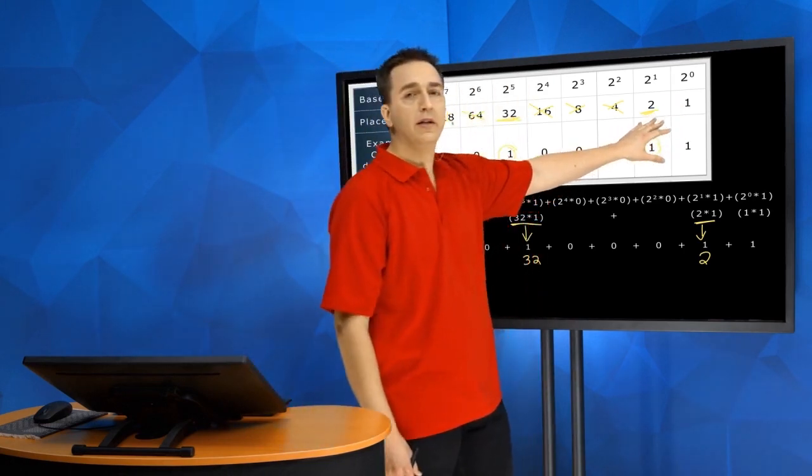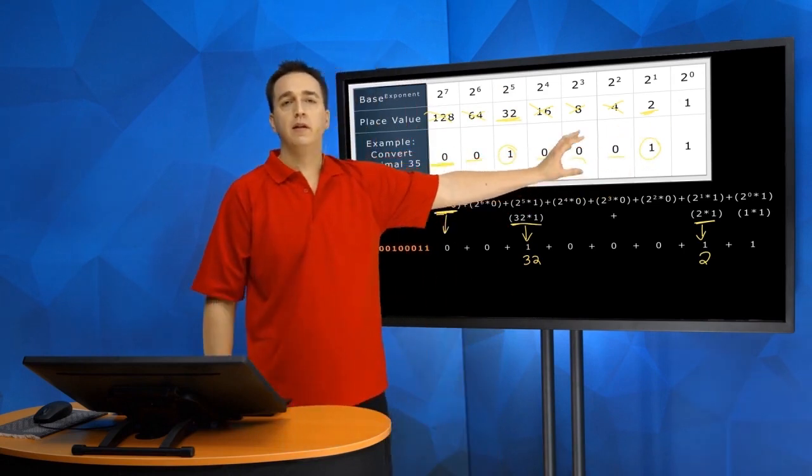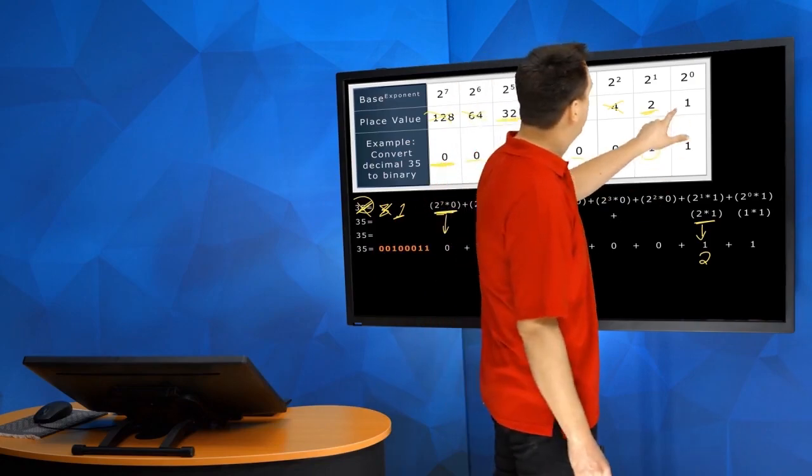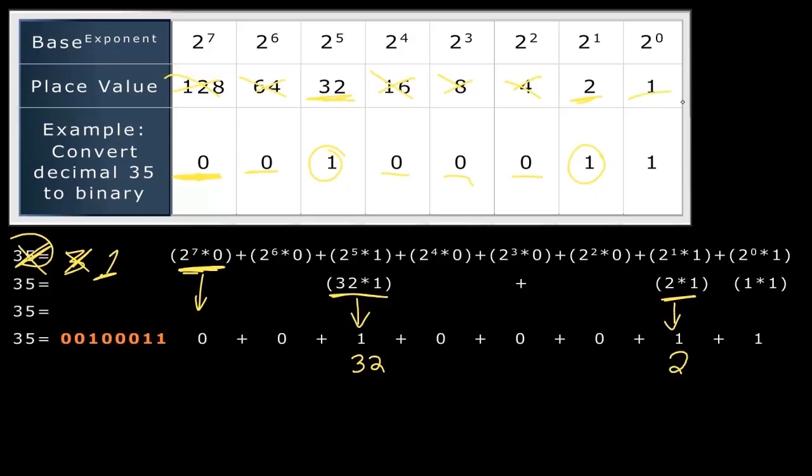So with 1 left over, well, I only have 1 here. Is 1 less than or equal to 1? 1 is equal to 1. So we definitely want to use this 1. We're going to drop it down here. 1 times 1 gives us our grand total of 1, so our 1 in binary. So now we have 35 is equal to 32 plus 2 plus 1.